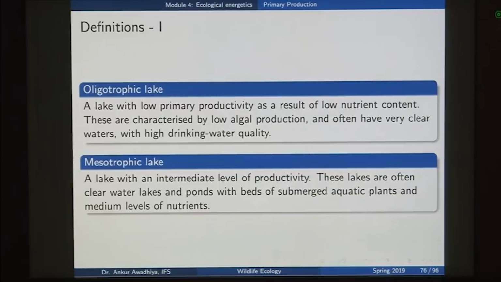Now, does an area provide these nutrients, and to what extent, is one way through which we define the trophic status of a particular place. So, for instance, in the case of lakes, we can have an oligotrophic lake. Now, oligo is less and trophic is the level of productivity. So, oligotrophic means you have a lake that has a low primary productivity as a result of low nutrient content.